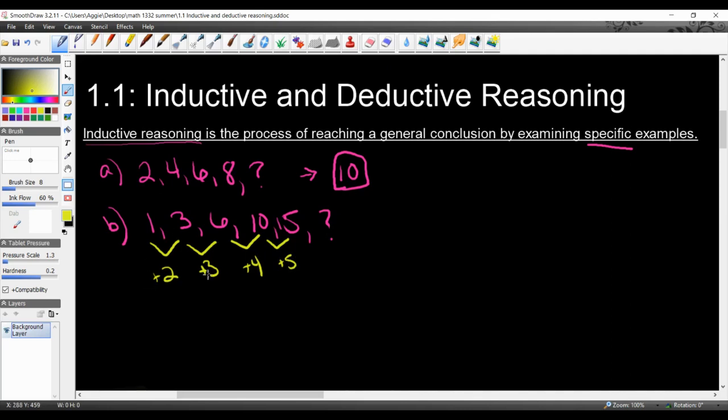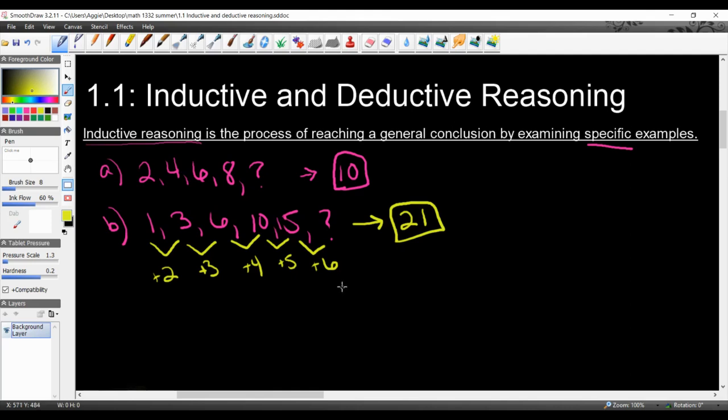So you can already see the pattern here: as the numbers progress, we're adding an additional number to the one before. So it would make sense that from 15 to the next number, we're going to add 6, which means that our next number would be 21 based on the process that we see here. So this is an example of inductive reasoning.